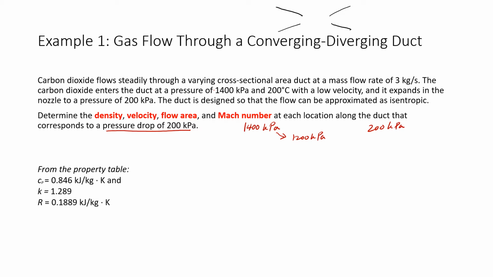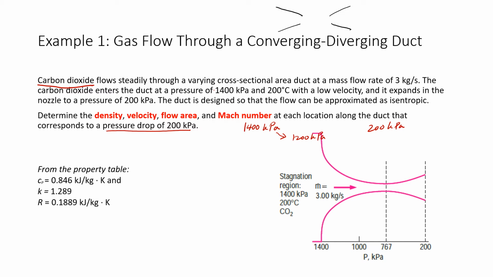From the property table, we know that we need these values, so you can go ahead and open table A2. You can find these values of the specific heat for CO2, the gas constant R, and the specific heat ratio, k. Please pause the video if you want to verify that you can find these values.